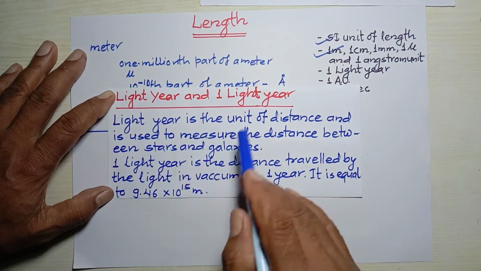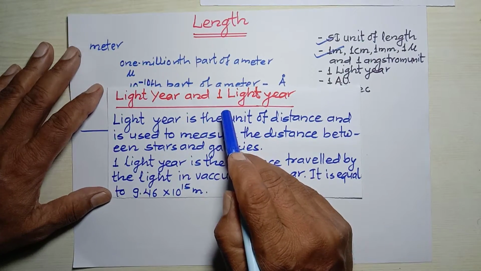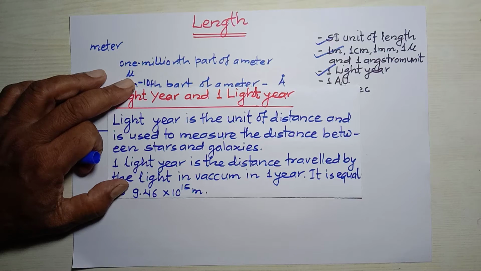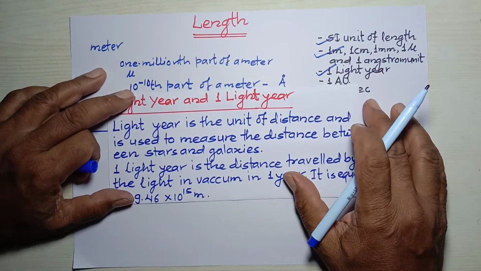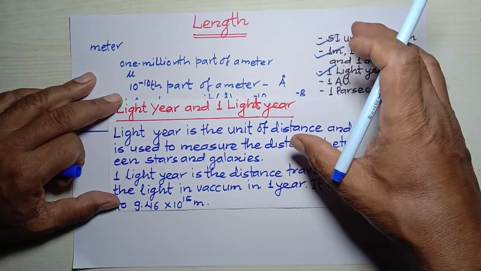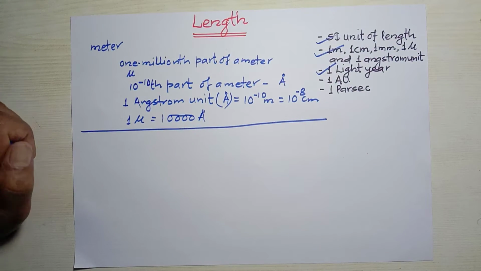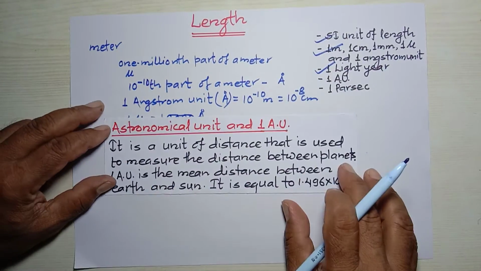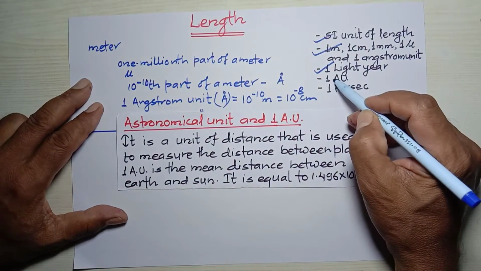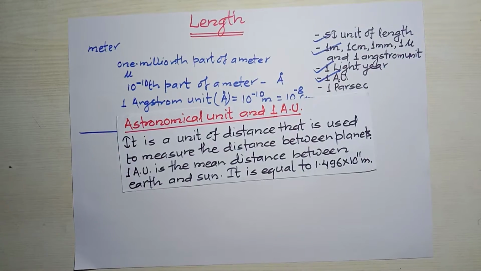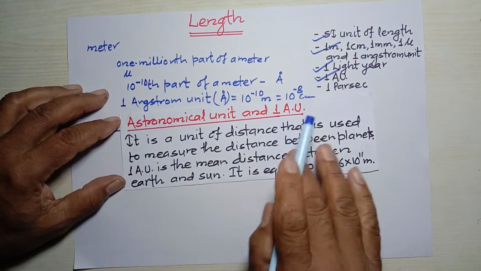This way we can say that the light year is a big unit of distance and is used to measure the distance between stars and galaxies. Now let's talk about another big unit of distance, that is the astronomical unit. Shortly it is written as AU. Now what is an astronomical unit?